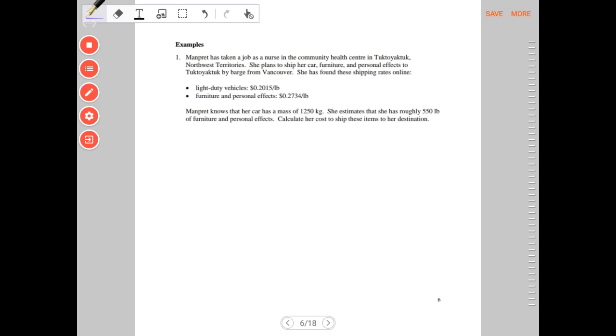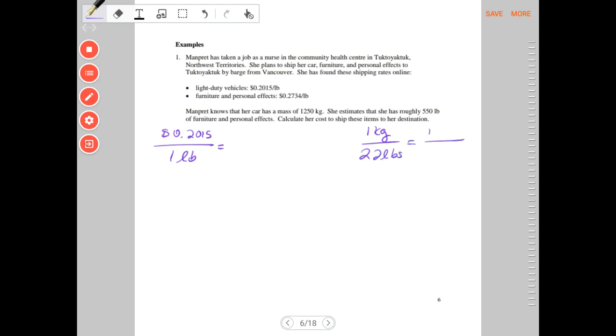Okay, so let's start with her vehicle. It's going to cost $0.2015 for 1 pound. And, her car has a mass of 1,250 kilograms. So let's convert that. 1 kilogram is worth 2.2 pounds. So if we have 1,250 kilograms, again cross multiply, so 1,250 times 2.2 divided by 1 gives us 2,750 pounds.